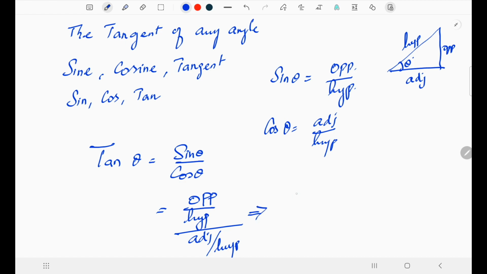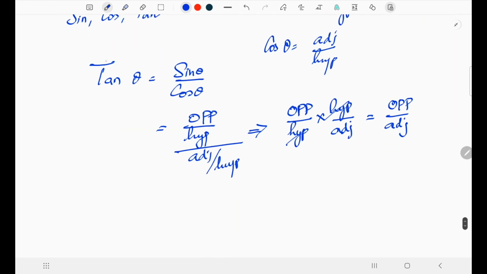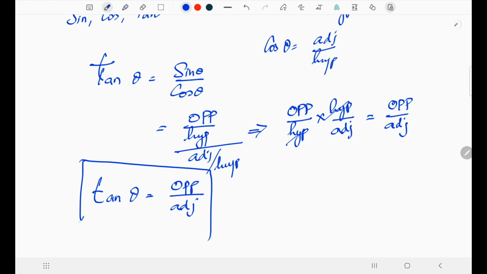which we simplify to have opposite by hypotenuse into hypotenuse divided by adjacent. The hypotenuse cancels each other. It is opposite by adjacent. So tan always should be in a small letter, not a capital. So tan theta equals opposite by adjacent side. Okay, always remember.